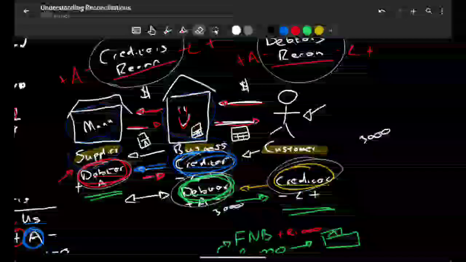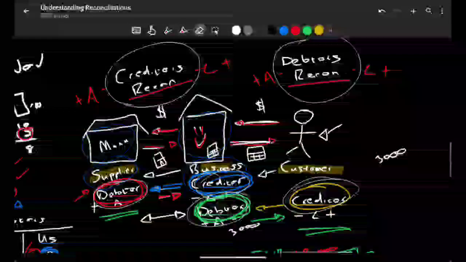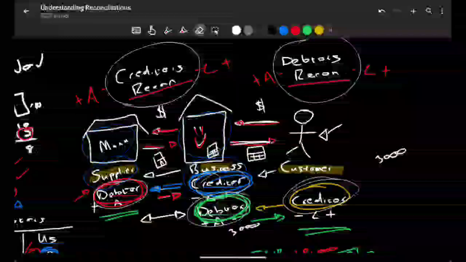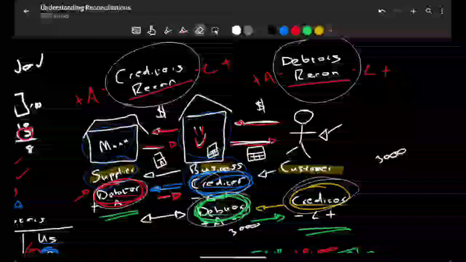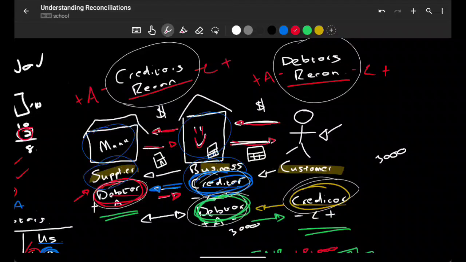Alright, so picking up from where we left off, explaining the creditors recon and the debtors recon and all that, we're going to do a question on the creditors recon. So we're going to be looking at the creditors recon.